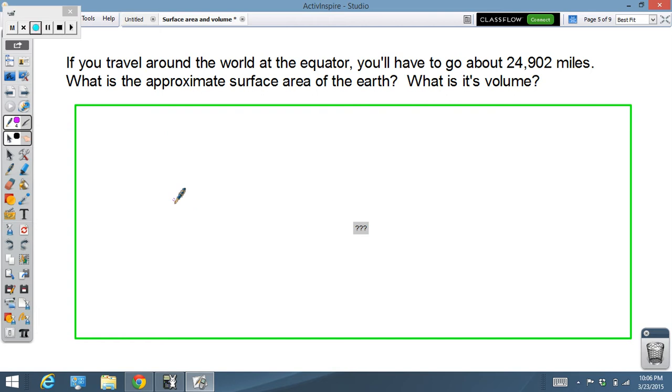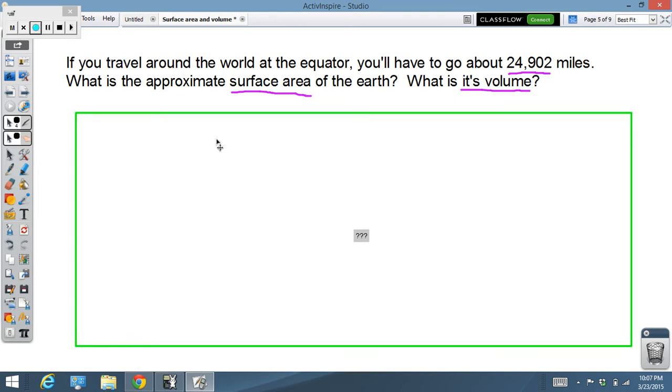If you were to travel around the world at the equator, you'd have to go about this far: 24,902 miles. Using that information, can you figure out the approximate surface area of the Earth and the approximate volume? Here's your chance to pause it and see if you can come up with the answers.